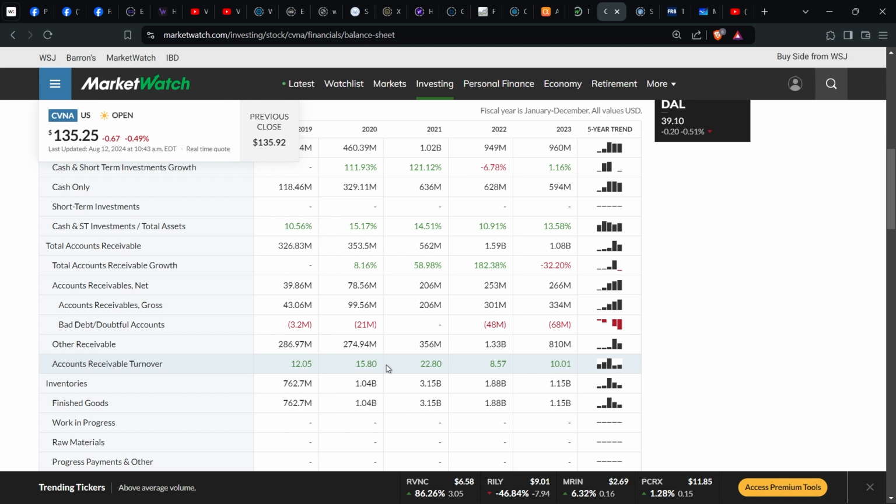Now, to determine if this decrease is good or bad, you also have to look at the volumes. You can see this was only 200 million, 270 million, 365 million, but somehow this number picked up to the billions. The total receivables, the total is here. These are other receivables. The total is up here, 562 million. It's doubled to 1.59 billion, and again still at a billion, 1.08 billion.